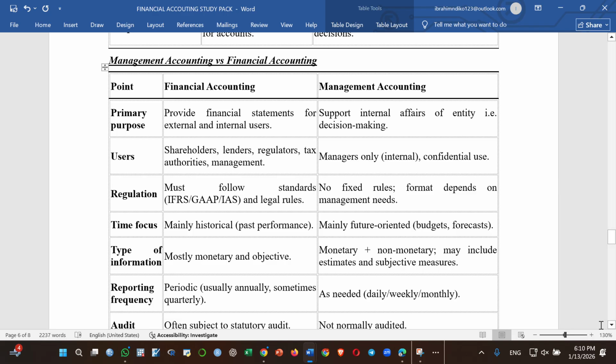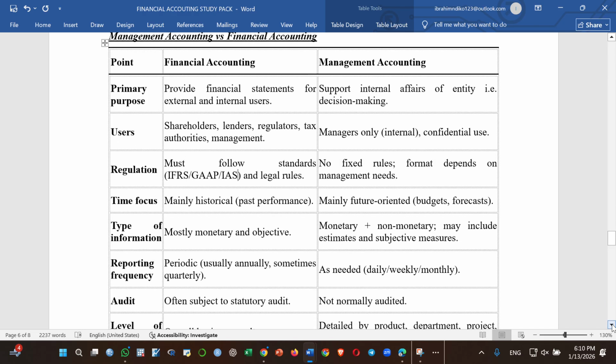Time focus. Financial accounting focuses on historical information, while management accounting is future-oriented. Financial accounting uses historical information, and management accounting is future-oriented. Now, in financial accounting the information is mostly monetary and objective. For management accounting, the information is both monetary and non-monetary.